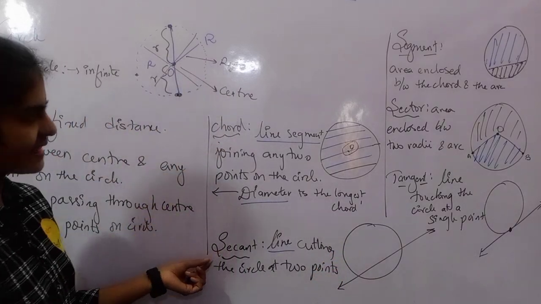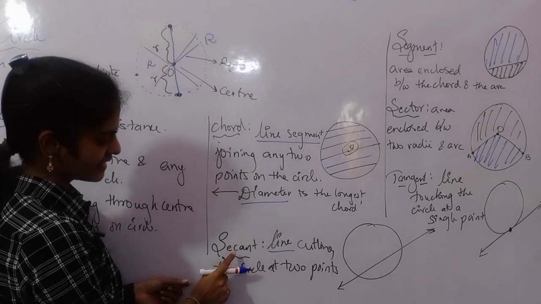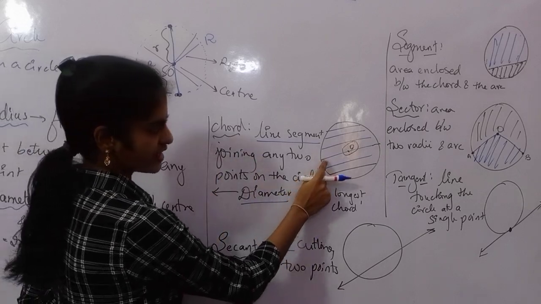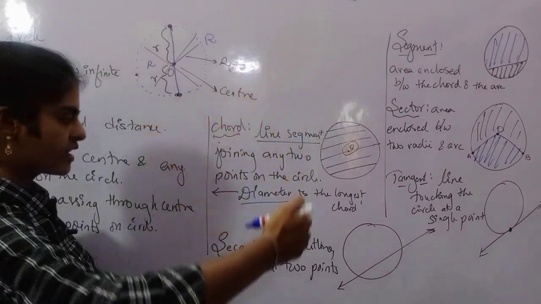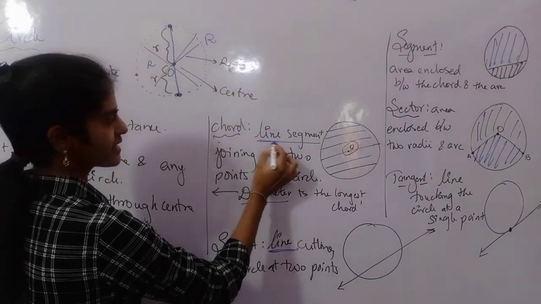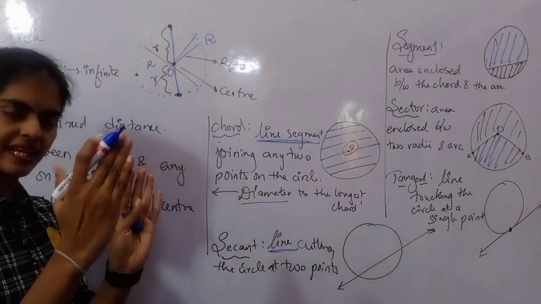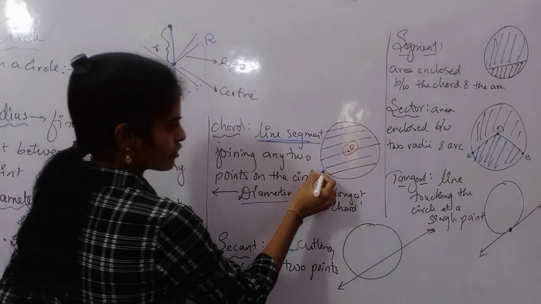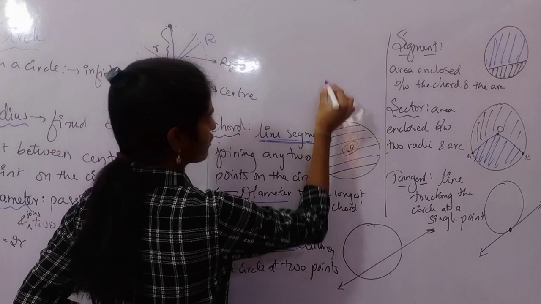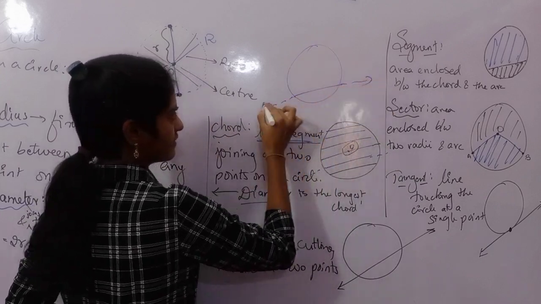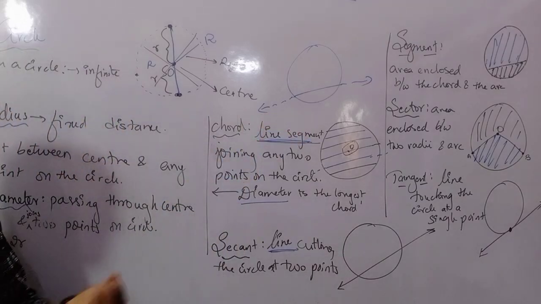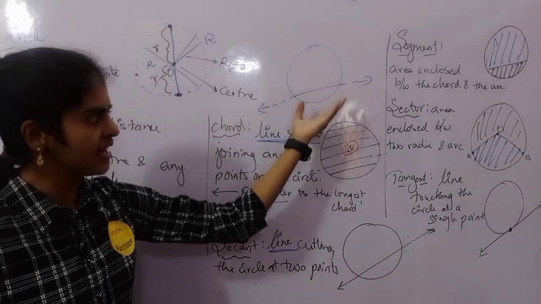Now secant is similar to chord. Secant is the same as a chord. It is also touching two points in the circle, but it is extending. It is a line. The only difference is a chord is a line segment, it stops there. A secant is a line, it is extending. So if this is a circle and this is a chord, and I extend the chord, it will become a secant. So if we extend the line segment, it becomes a secant.